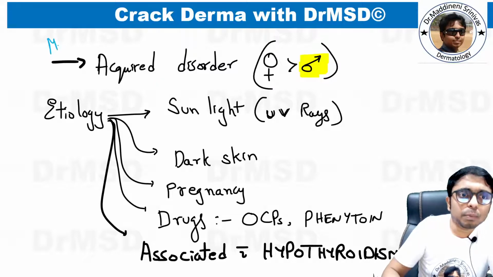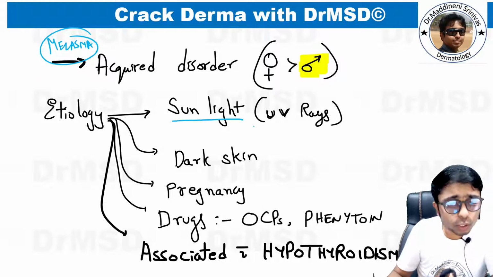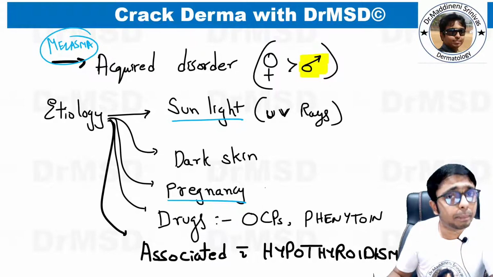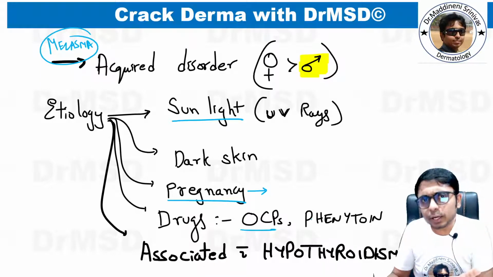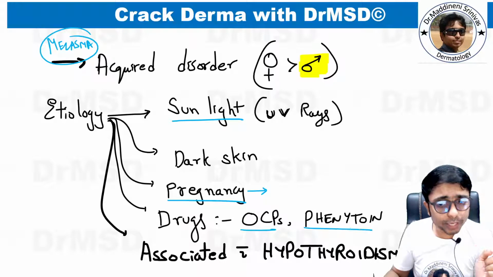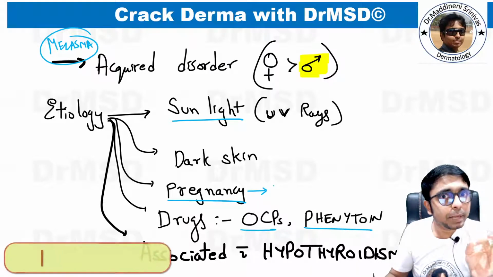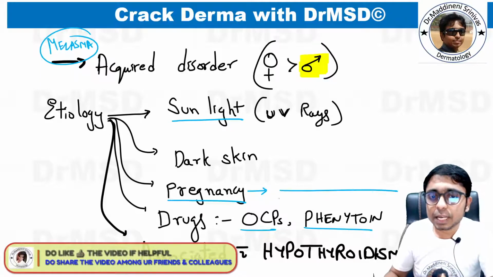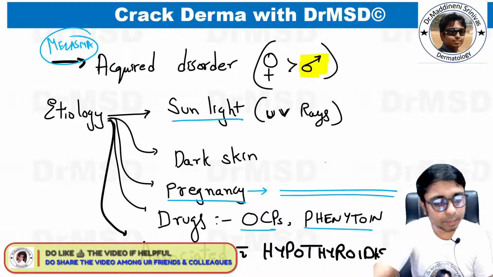Now coming to melasma, I have already told you that in the history there will be a mention of exposure to sunlight, and also that the patient is pregnant, or there will be some mention of oral contraceptive pills or phenytoin usage. One question for all of you: if melasma occurs in a pregnant woman, then it is given a special name. Can anyone tell me what is the other name of melasma if it occurs in pregnancy?